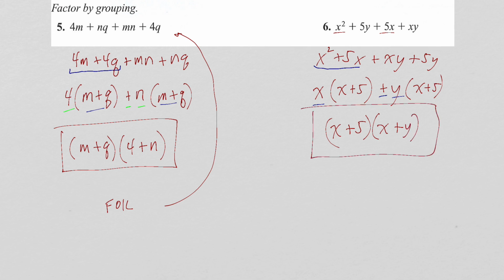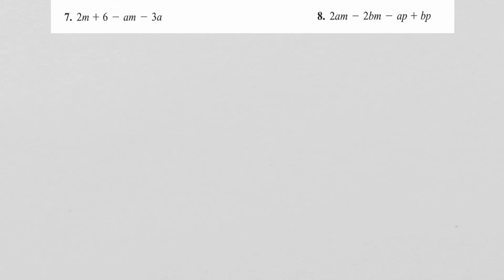Again, if you get yourself confused, FOIL that out and make sure you get back to the original. In this problem, I don't need to reorder because there's something in common here. So I'll factor out the 2, and I'll be left with m plus 3. I'm going to leave a big space and put m plus 3 down again, because whatever I leave behind here, I have to leave behind here.